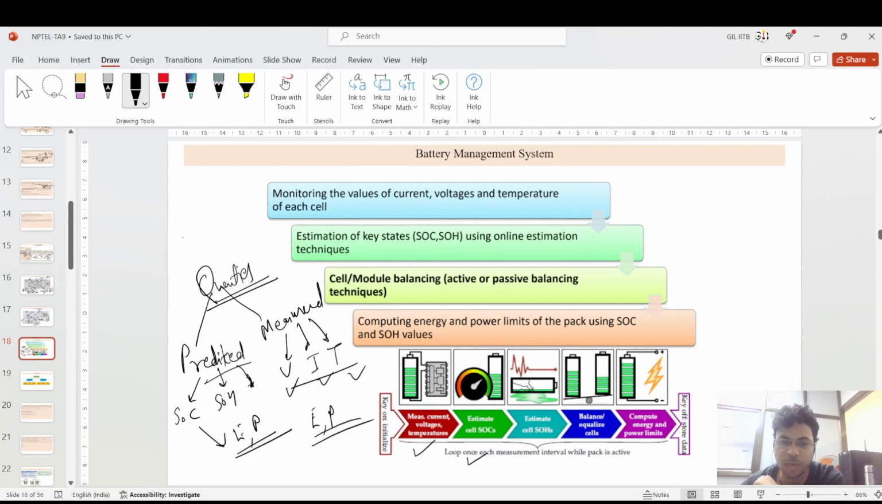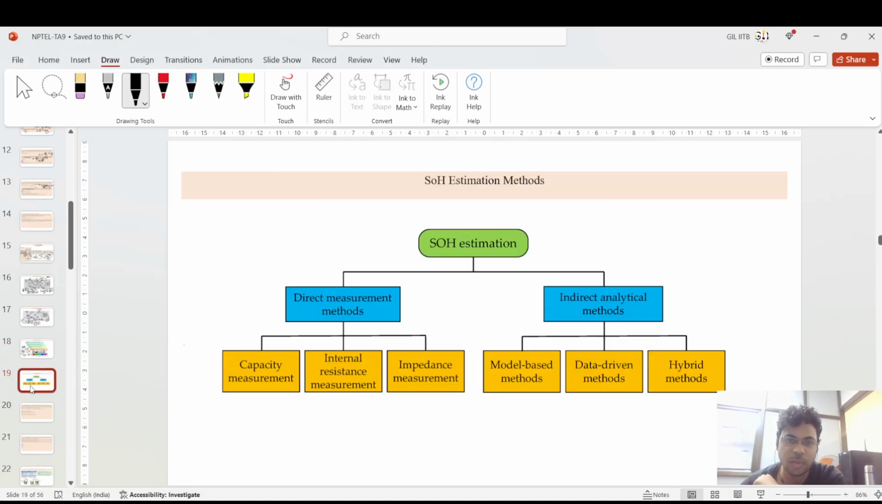In the right side image, you can also see that first the measurements happen, that is the voltage, current, and temperature. Then what is estimated? The SOC. Then what is estimated? The SOH. Based upon that, battery balancing happens. Then the energy and power limits are calculated.